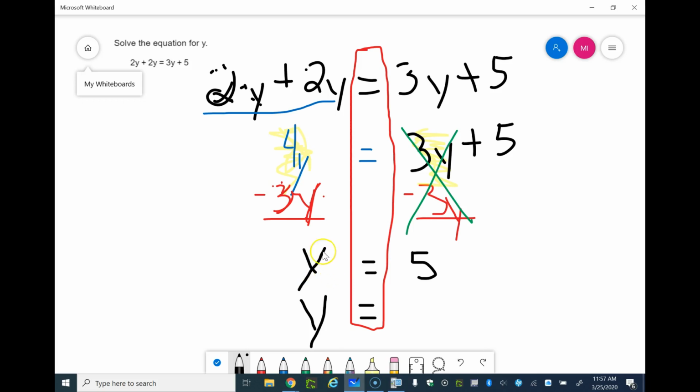So notice with this problem here, my y's are by myself on this side of the wall, and the 5 is also by itself on this side of the wall. So because this is the case, I am done with the problem, and the answer is going to be y equals 5.